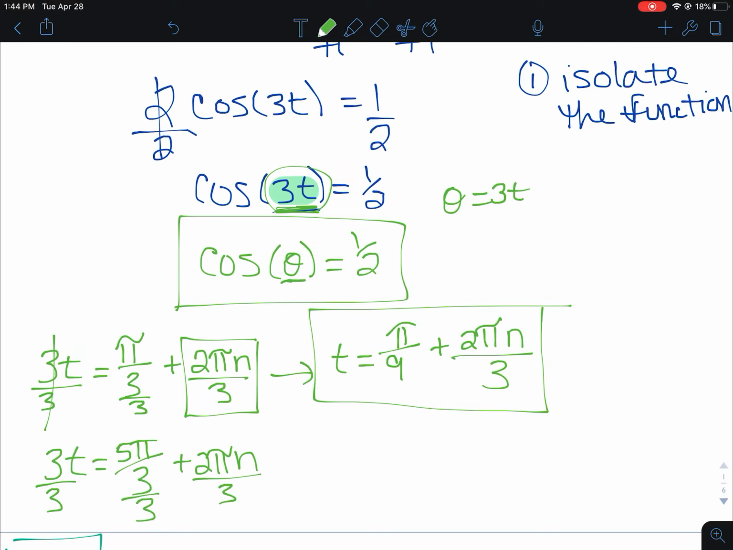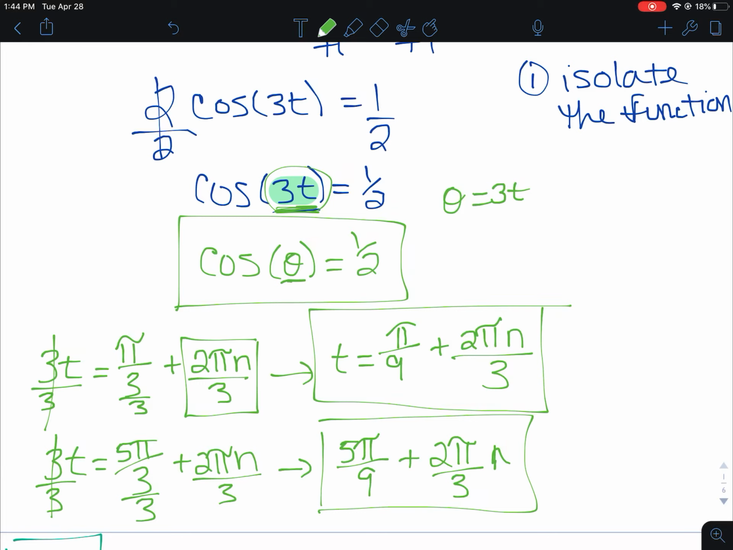I'm going to do the same thing for the second angle, 5 pi over 3. And so there, 5 pi over 3 divided by 3 would be 5 pi over 9, 5/9 pi. And 2 pi over 3 doesn't simplify, so I'm going to leave that. And we're adding on 2 pi over 3 n, okay? So that's what your actual variable is equal to, whereas the theta, the angle we found, was pi over 3 and 5 pi over 3.